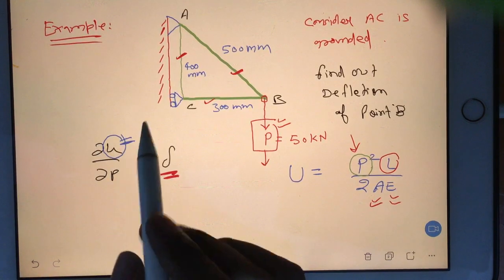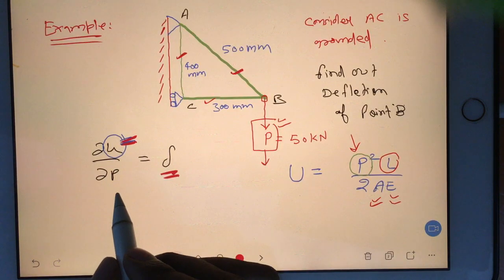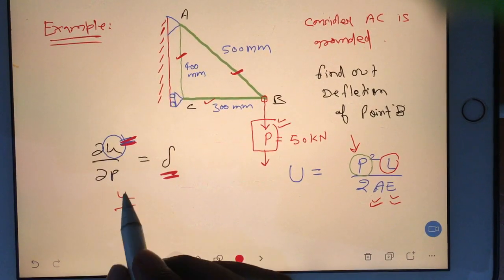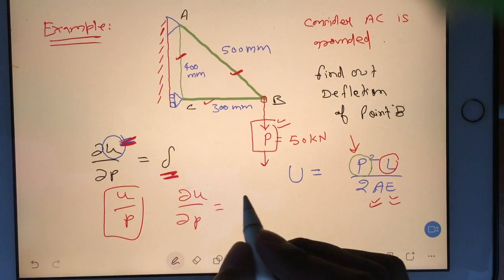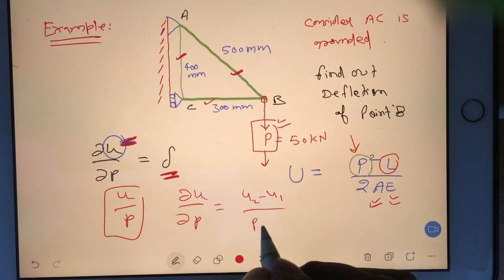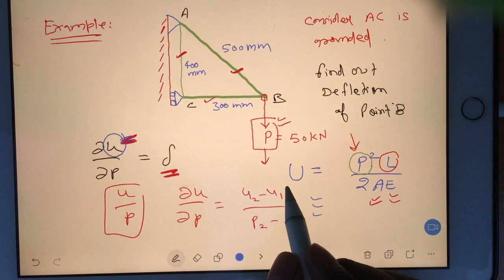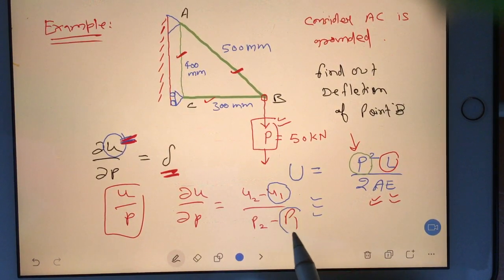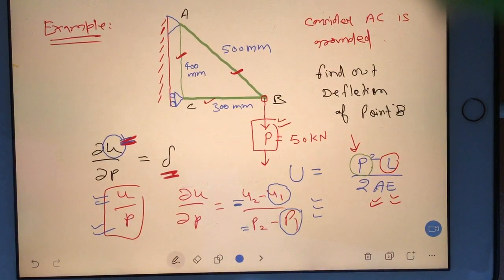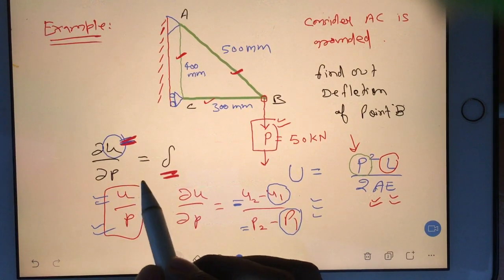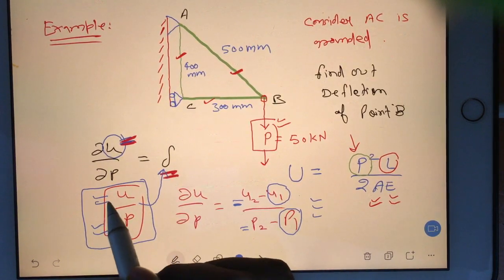Currently, this differentiation what you are seeing here, you can also simply write as U by P. Because dou U by dou P you can also consider as U2 minus U1 by P2 minus P1. But we can consider this only if we know that in the beginning your energy was 0 and initial load was 0. Then this U2 you can write as U, and this P2 you can write as P. So for a simplified form, for some special cases, you can write U by P is equal to del, where U is your strain energy.